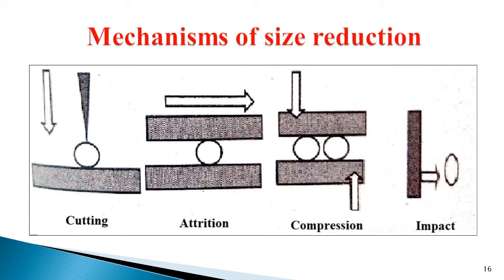In case of compression, the material or particle is crushed between two rotating rollers by applying pressure. In case of impact, it involves striking of rotating hammers on a material, which leads to splitting of the particles of the material.